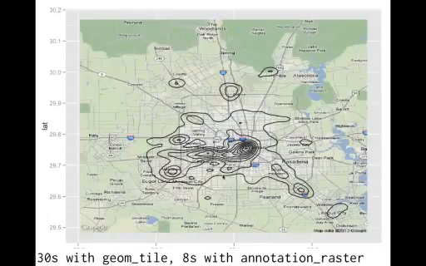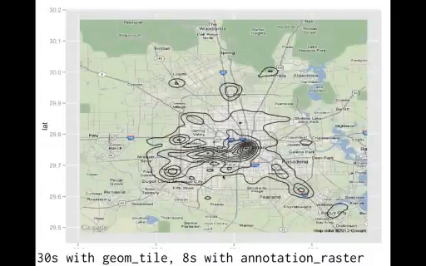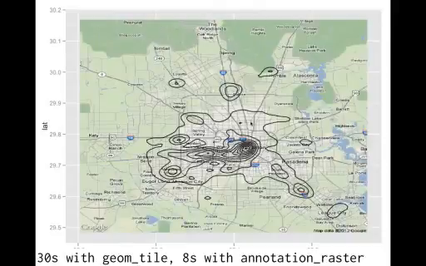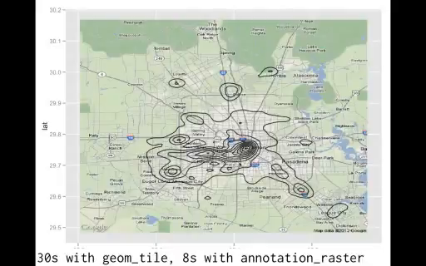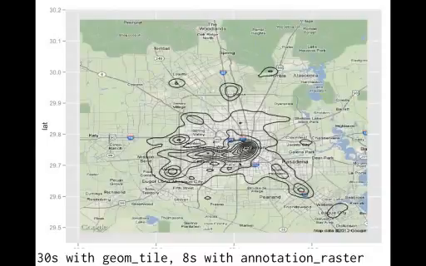Here's another map plot with ggplot2. This is a plot of Houston, so we've got a map of Houston in the background, and in the foreground, this contour plot, we're showing the density of thefts in ggplot2. This was inspired by the ggmap package by David Kahle. The ggmap function uses geom tile and takes about 30 seconds to draw a plot like this.